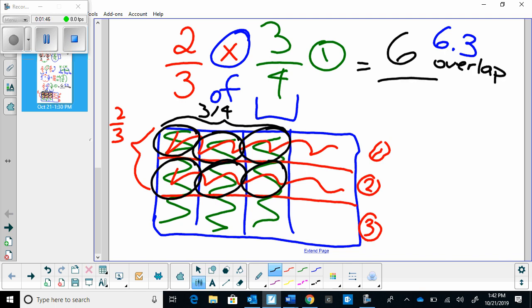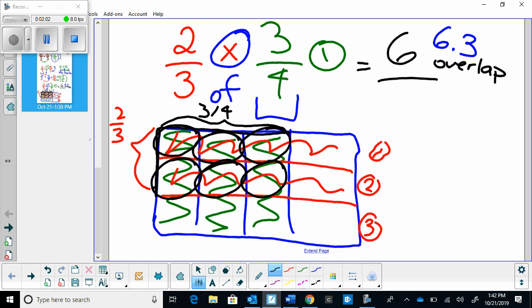Because if we look at it, we've got 3/4. That was that first part here. And then we've got 2/3, which is this part here. So 2/3 of 3/4, well, that's these 6 squares here. The part where they overlap is 2/3 of 3/4.